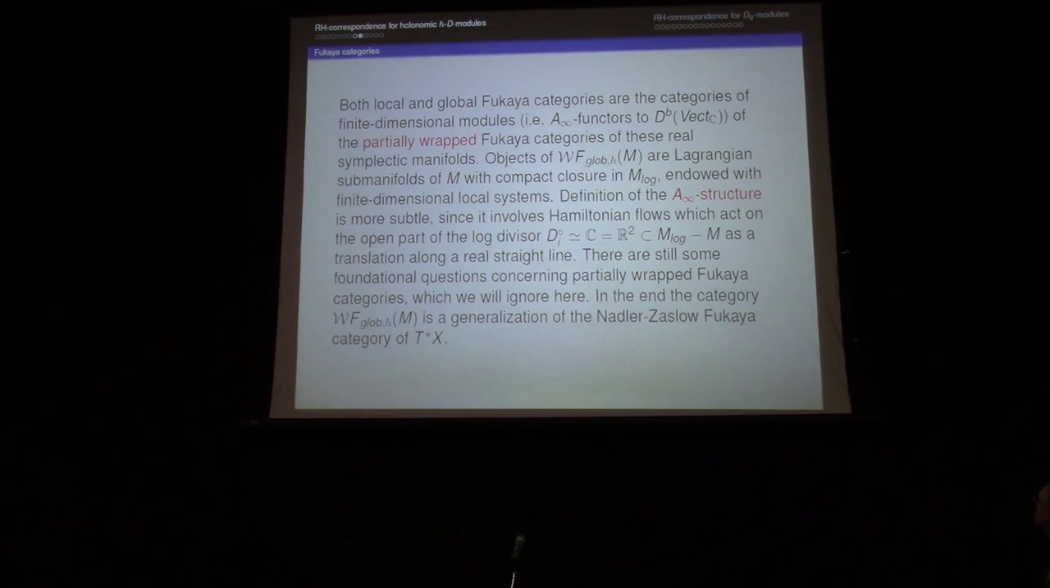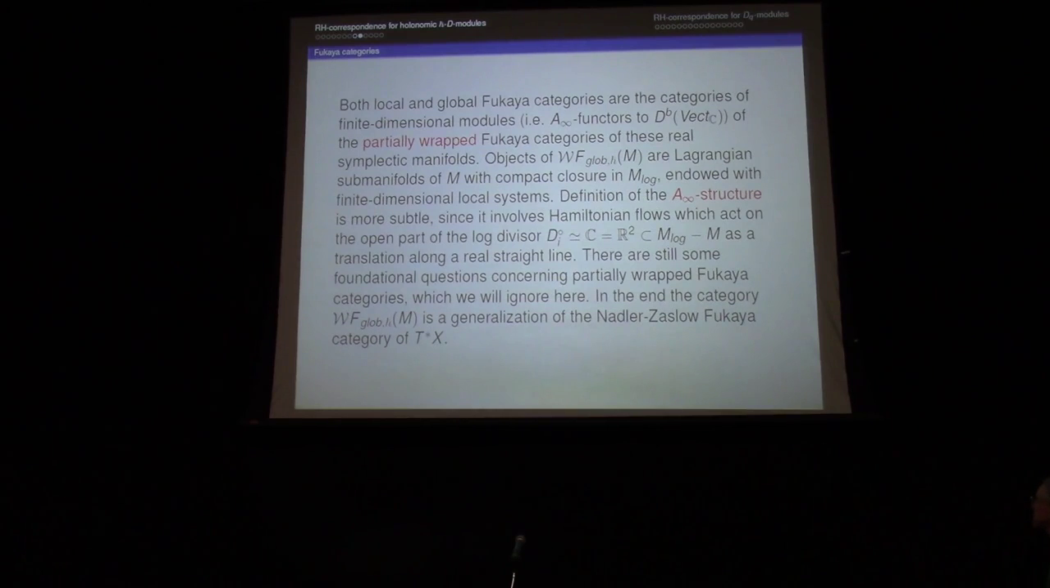So let me start with the global Riemann-Hilbert correspondence. Some objects of these are Lagrangians, now real Lagrangians, not complex, with compact closure in this log extension. For example, spectral curves are good for that, they are objects. And also each Lagrangian is endowed with a finite dimensional local system.